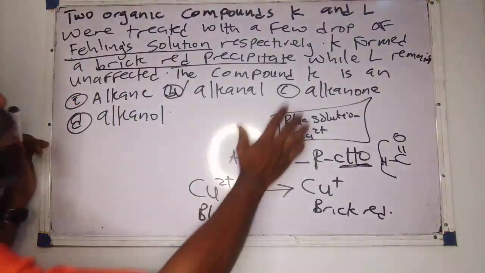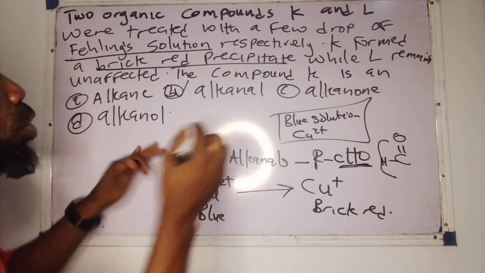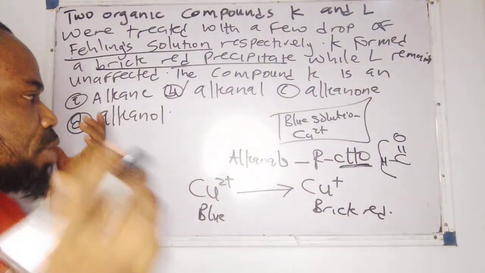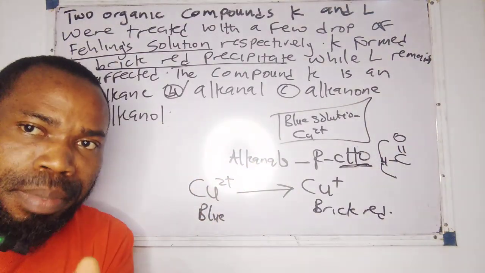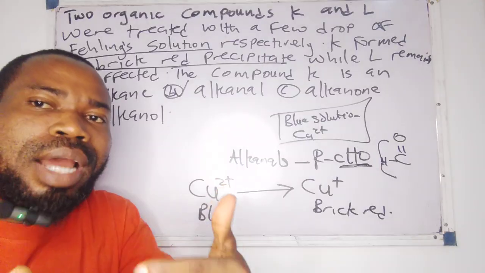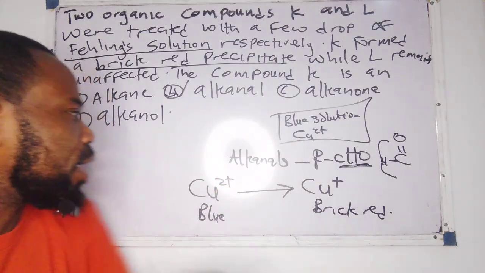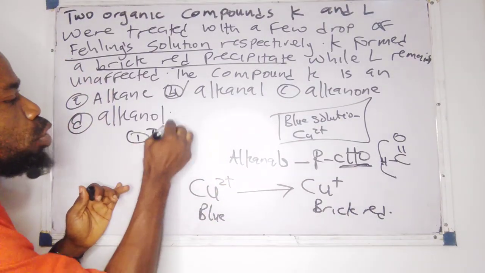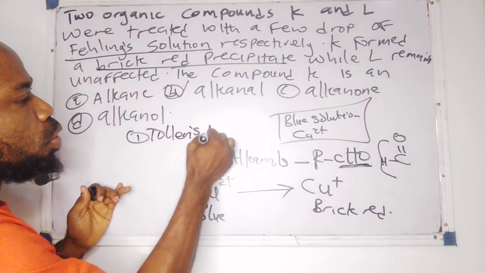Now, look at it. It's not only Fehling's solution that can be used to test for alkanals. Now, what are the various tests? Here is the important thing. Now we go check out what are the various tests that can be used to test for alkanals. Number one, we can use Tollens' reagent or Tollens' test.